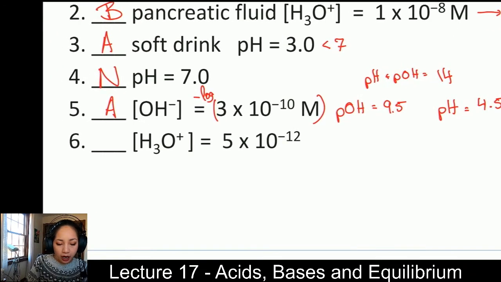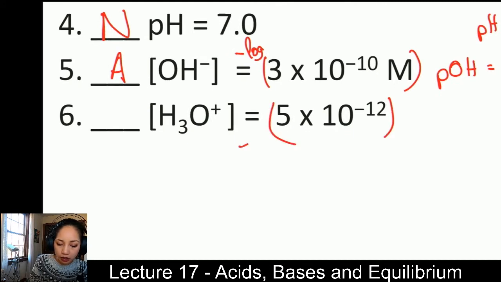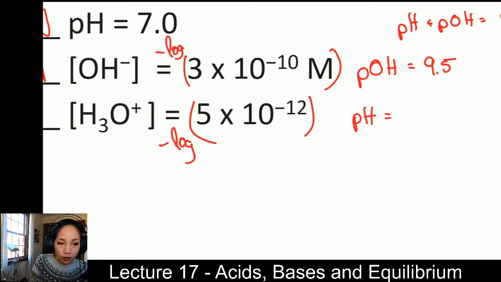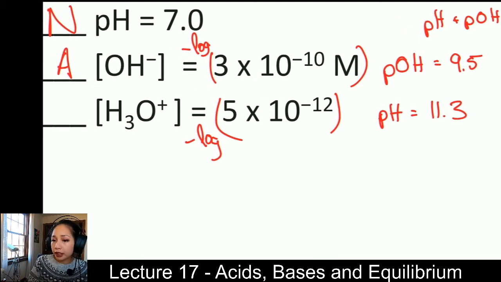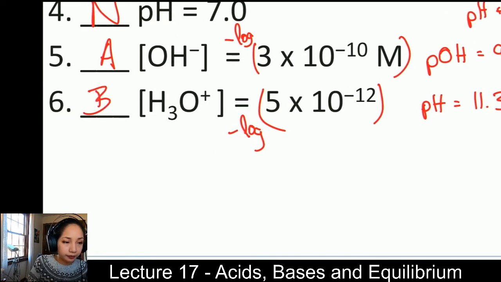And finally, it gives a hydronium concentration of 5 times 10 to the negative 12. So let's just take the negative log of that to get a pH. So pH equals 11.3. All right, and 11.3 is greater than 7, so this is basic.